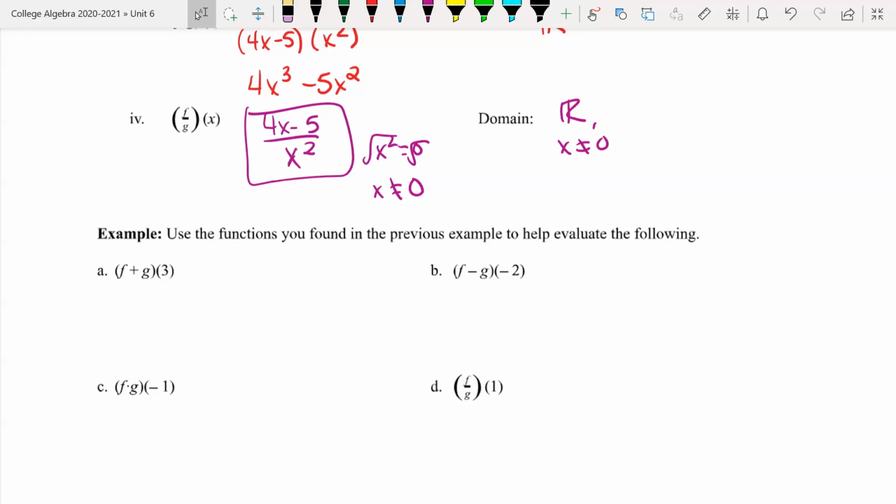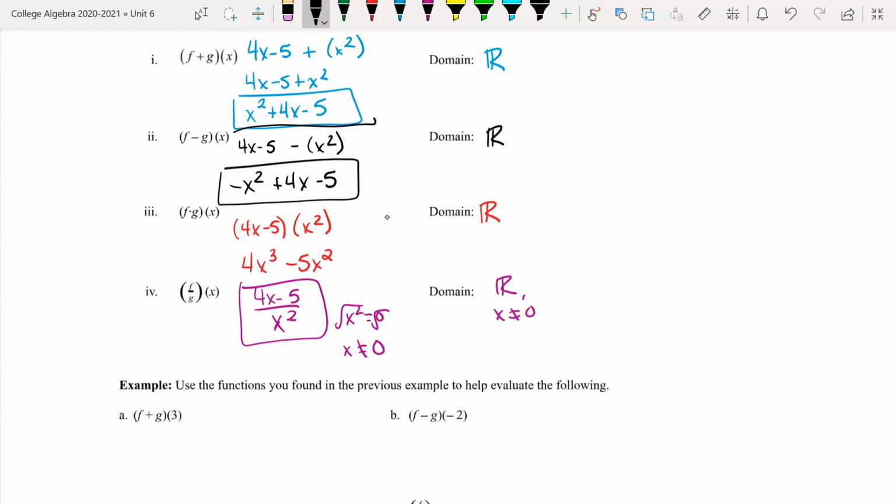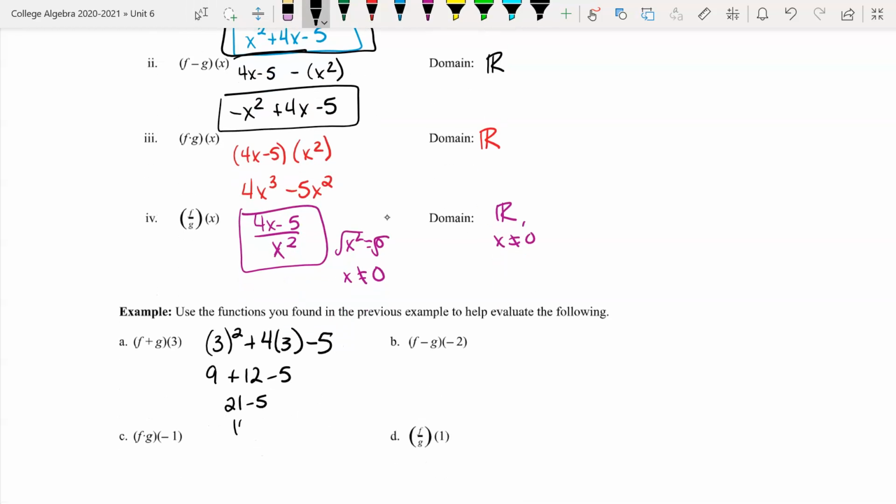Now we get into use the functions you found in the previous example to help you evaluate the following. So f plus g of 3. Well, we already found f plus g, right? It's right here. But now I'm just going to plug in 3. So I'm going to say 3 squared plus 4 times 3 minus 5. That would be 9 plus 12 minus 5, which would be 21 minus 5, which would be 16. So f plus g of 3 is 16.